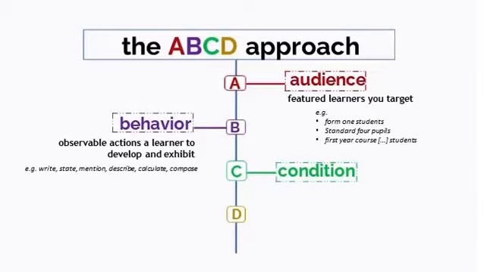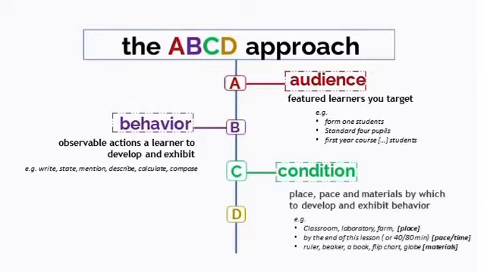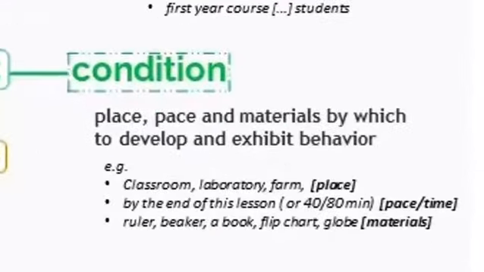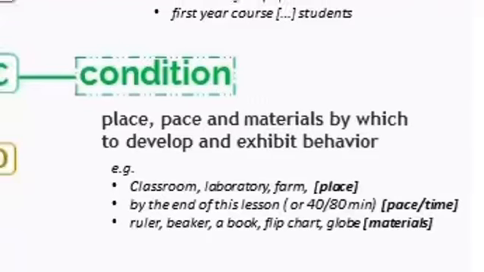B is behavior, denoting observable actions a learner is to develop and exhibit, and they are written in action verbs, for instance, write, state, mention, describe, calculate, compose, and so forth. C is condition, implying place, pace, and the materials by which to develop and exhibit behavior. For instance, classroom, laboratory, farm imply a place. By the end of this lesson, or 40 or 80 minutes, imply pace or time. Ruler, beaker, a book, flip chart, globe are the materials.